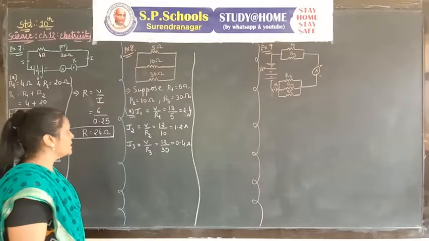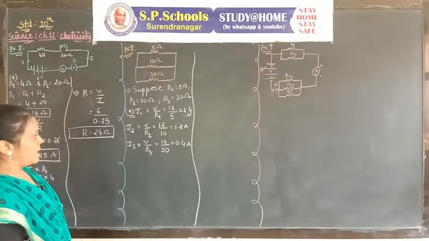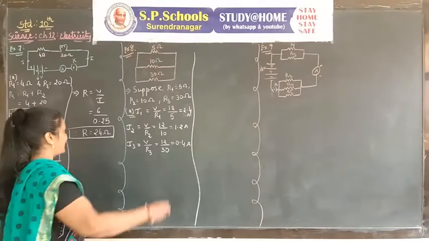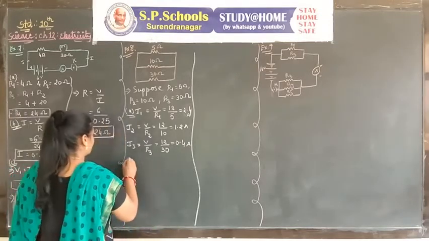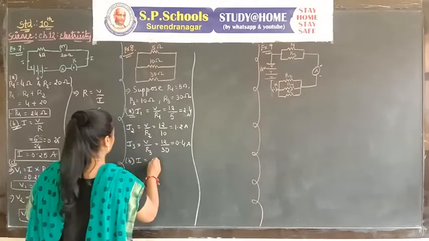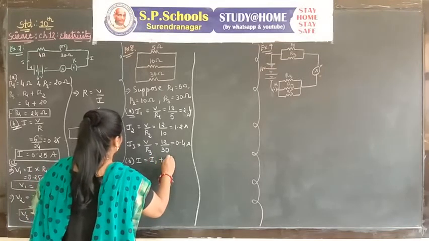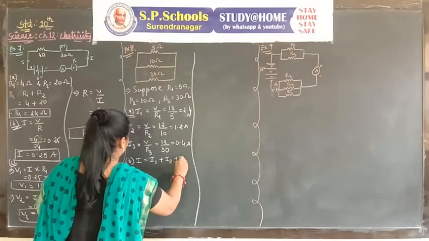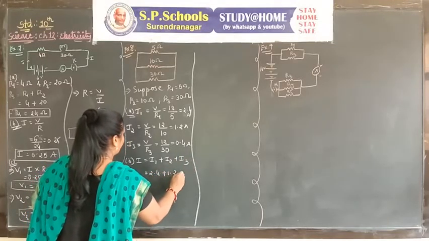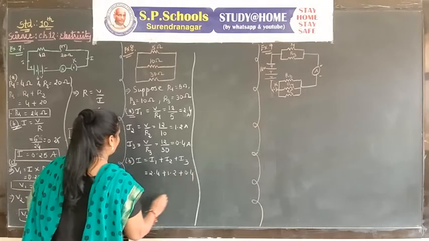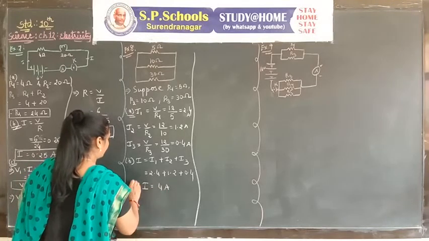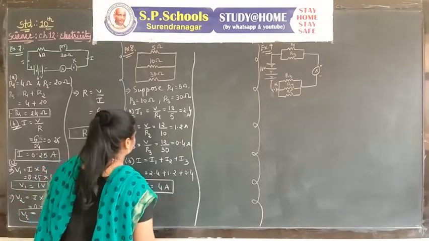and you already know in parallel combination the total current will be equal to the sum of all the I1, I2 and I3. So we find the whole current by summing I1, I2 and I3: I1 is 2.4, I2 is 1.2 and I3 is 0.4. So we find I is 4 ampere.